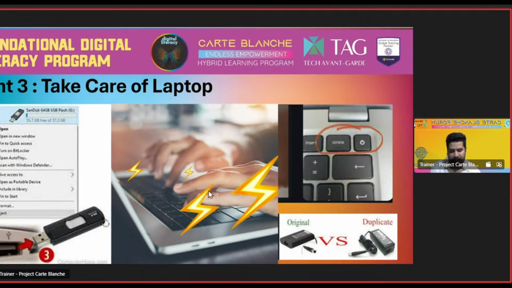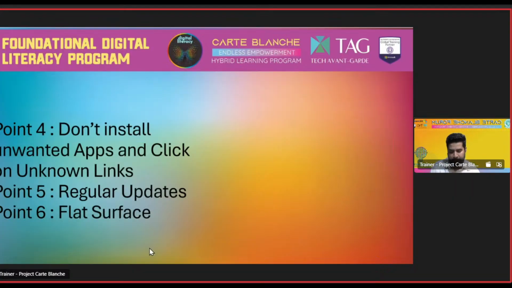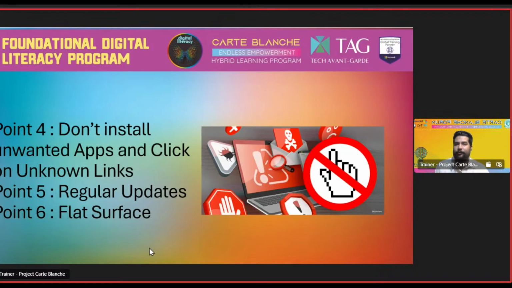So that's the one thing which we need to understand when we are using a laptop, whether it's a personal or a school provided laptop, right? Now, the other thing we need to take care of is do not install unwanted applications or click on unknown links. Any link you find suspicious, do not click on it. Whenever you install any application, be 100% clear about what you are doing.